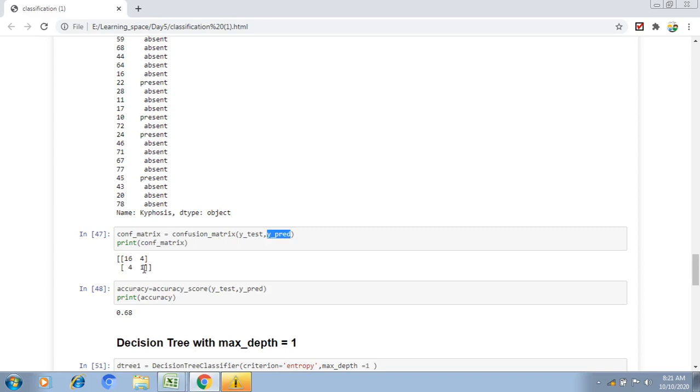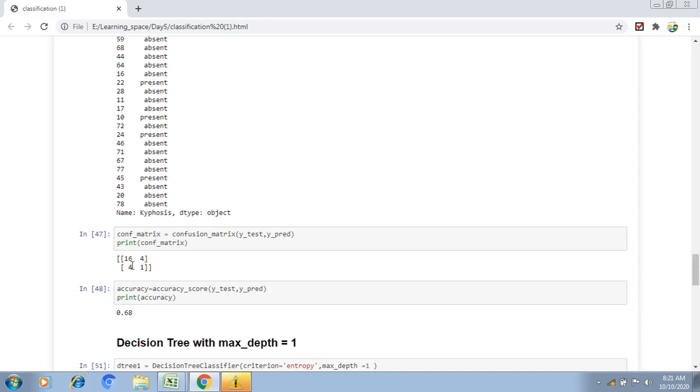This 16 and 1 are correct predictions. For example, if it is present, we are also predicting present. If it is absent, we are predicting absent. If it is present, we are predicting wrongly as absent, and if it is absent, we are predicting with present.